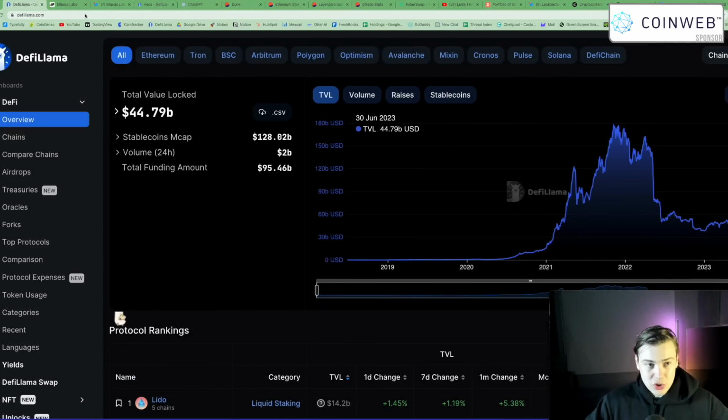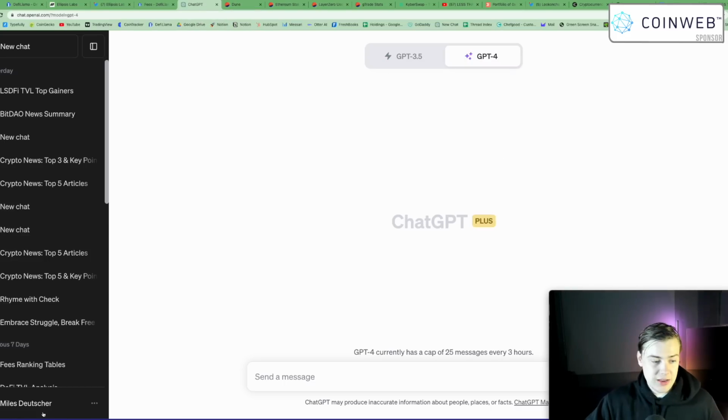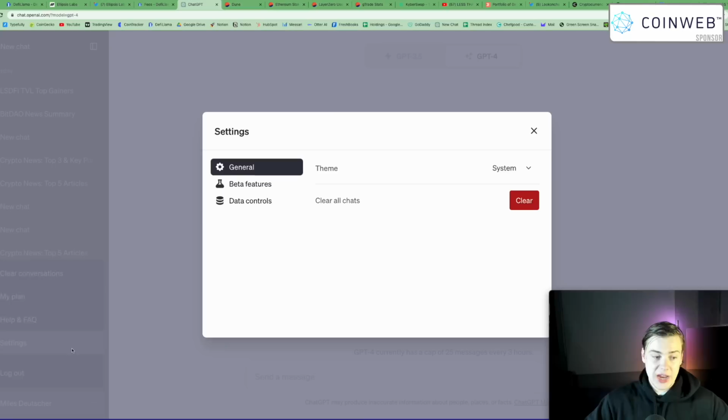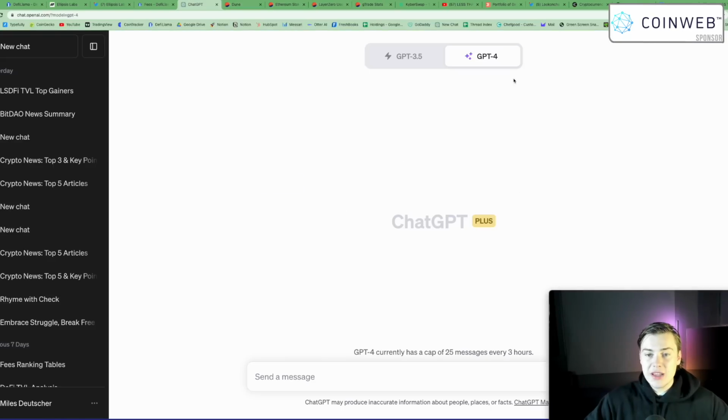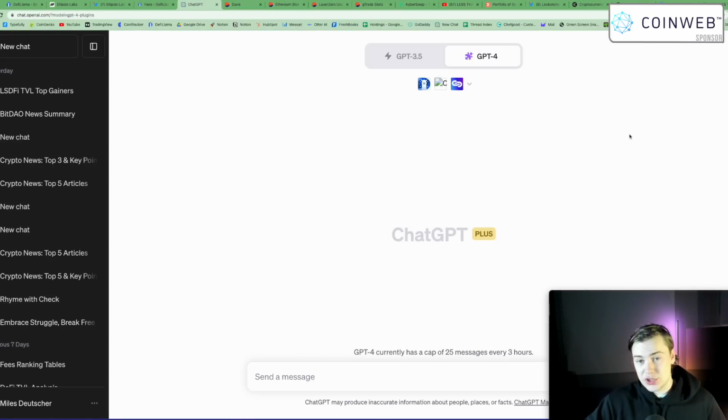Now, one thing I want to show you is actually a ChatGPT add-on that you can use to make DeFi Llama even better. So if you go to ChatGPT and you are a ChatGPT Plus subscriber, so this part does cost money. Obviously, DeFi Llama is free, but ChatGPT-4 does cost some money, $20 a month. If you do decide to sign up and you click on settings and add plugins, you can actually add the DeFi Llama plugin directly to your ChatGPT.